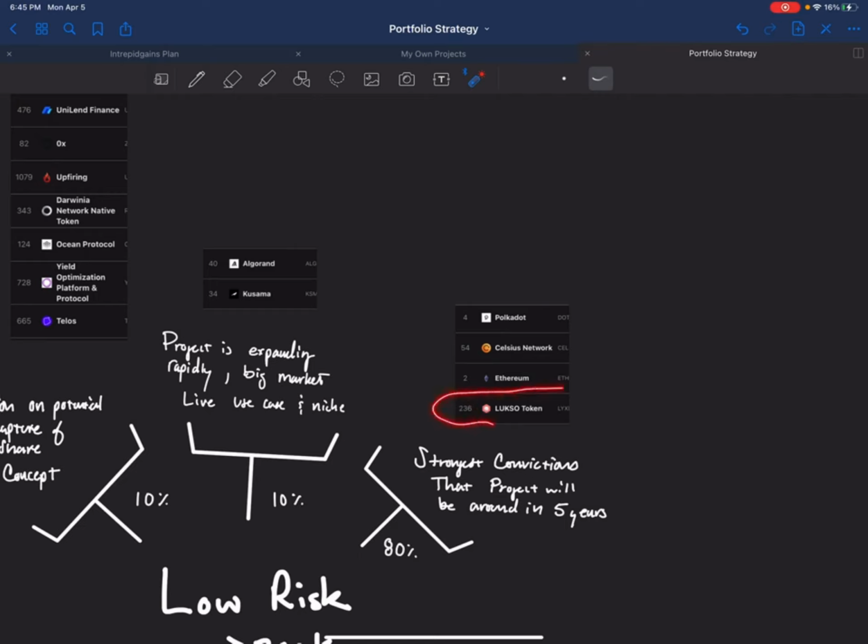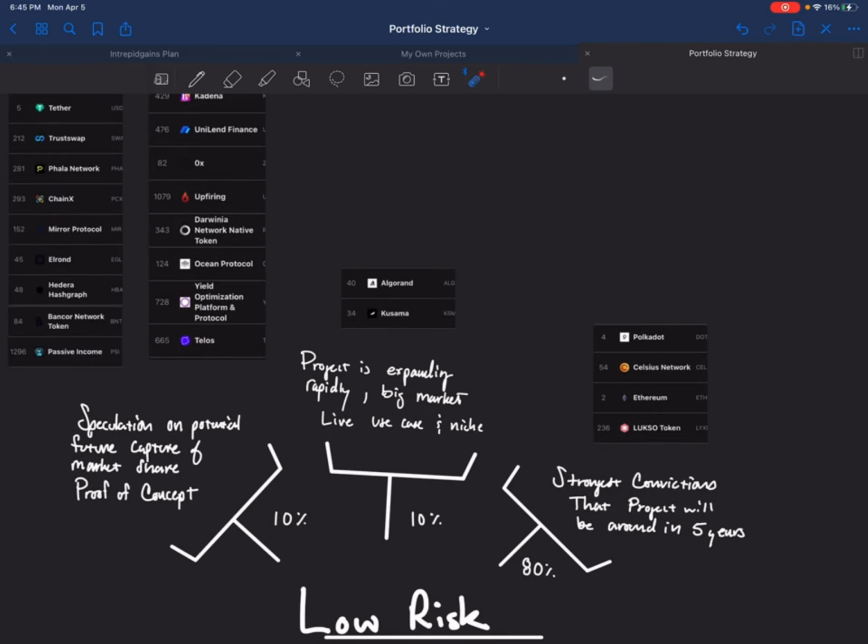I don't care. I think there's a lot of money to be made here, and that's because people don't understand the potential of it yet. So yeah, the strongest convictions that the project will be around in 5 years. Now, obviously, I think Kusama will be around in 5 years as well, but it's going to be Polkadot that's going to have the lion's share. But Kusama is probably going to be its twin, and I believe it still has a lot of room for growth.